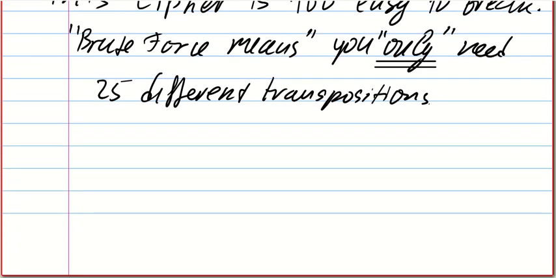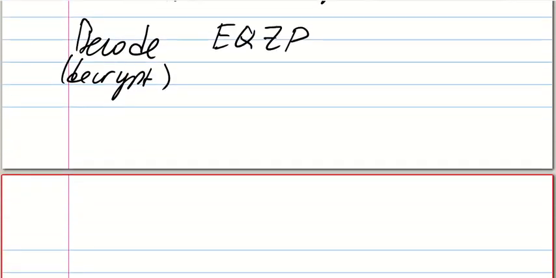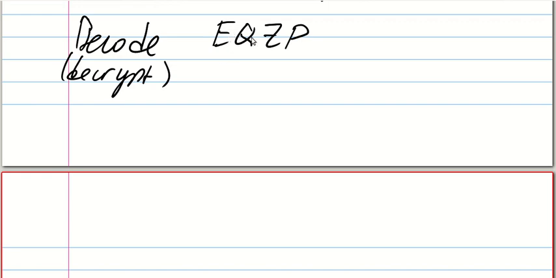So let's think about this word to decode: E, Q, Z, and P. I said decode, or decrypt, this word. So you don't know what's going on, but you can use all possible shifts for E, for Q, for Z, so it's a fixed number, right? So you move E by 1.